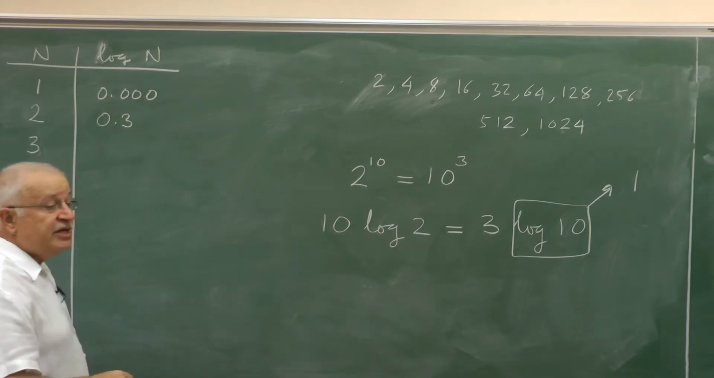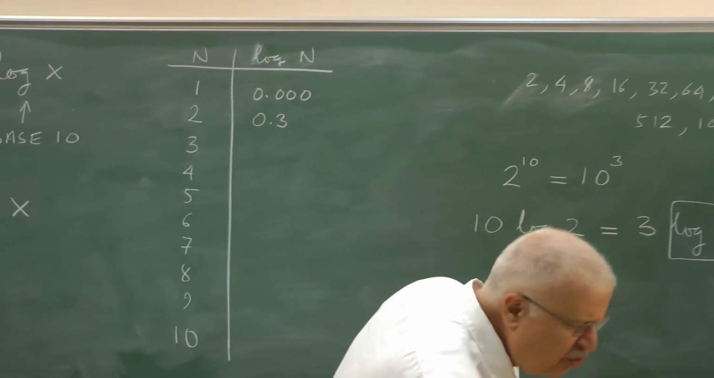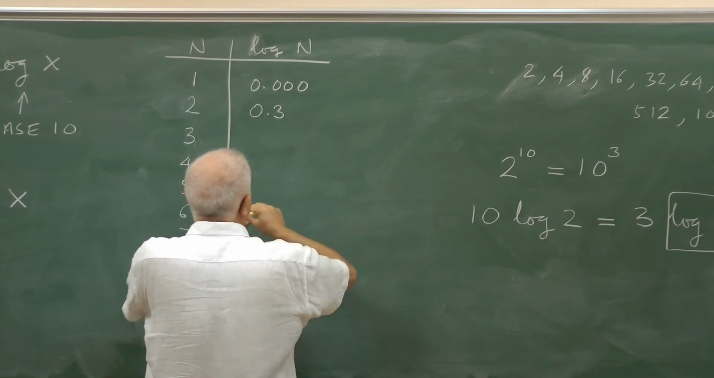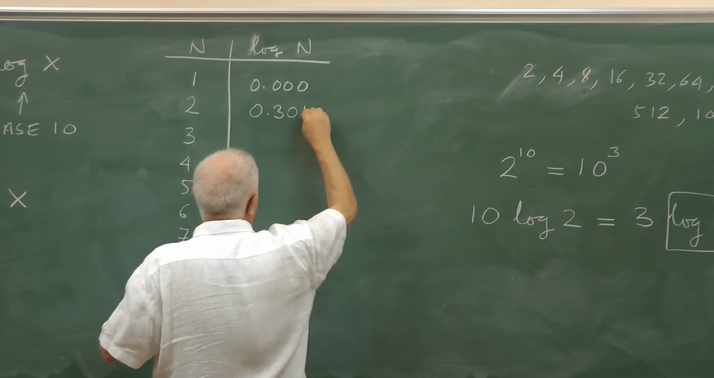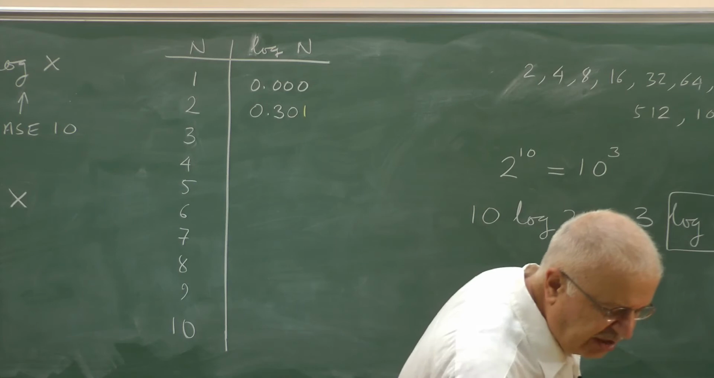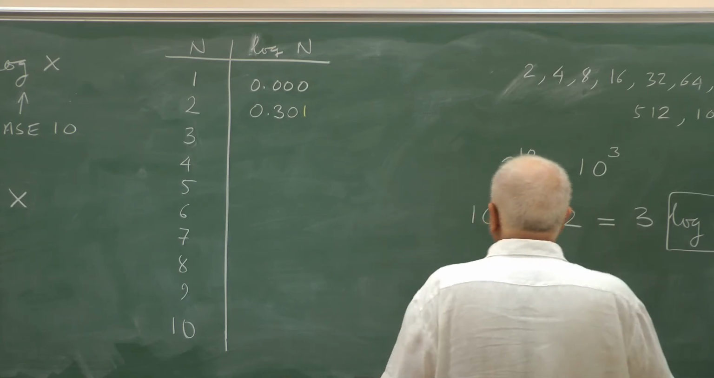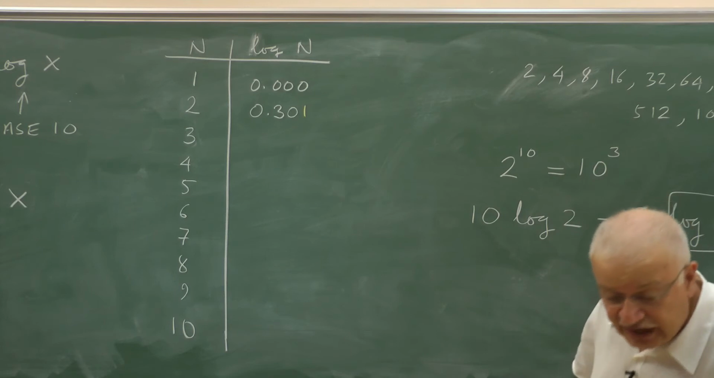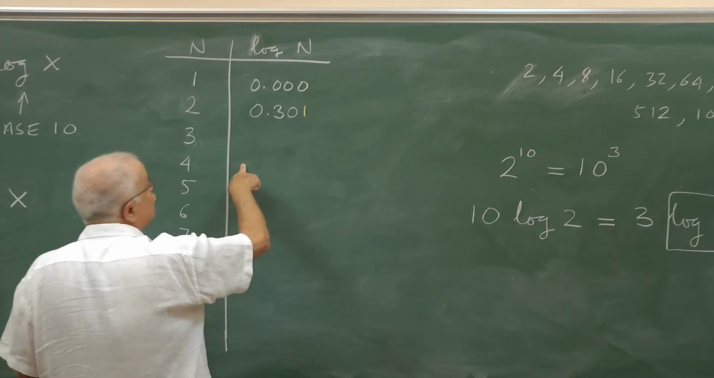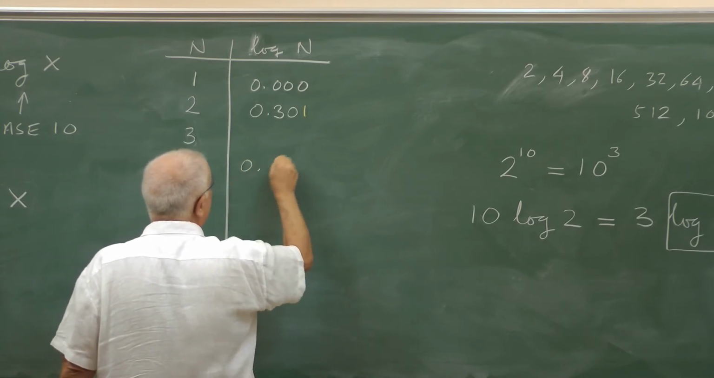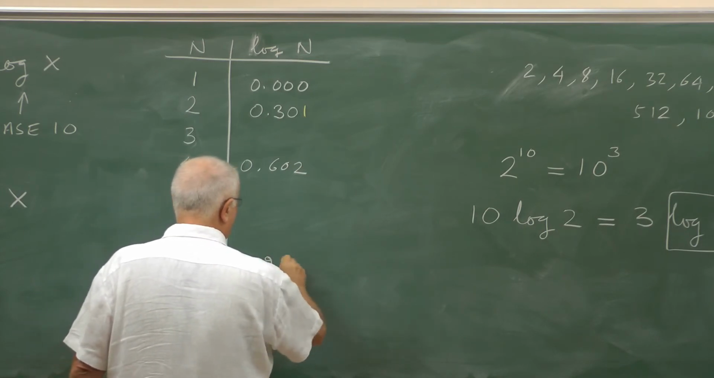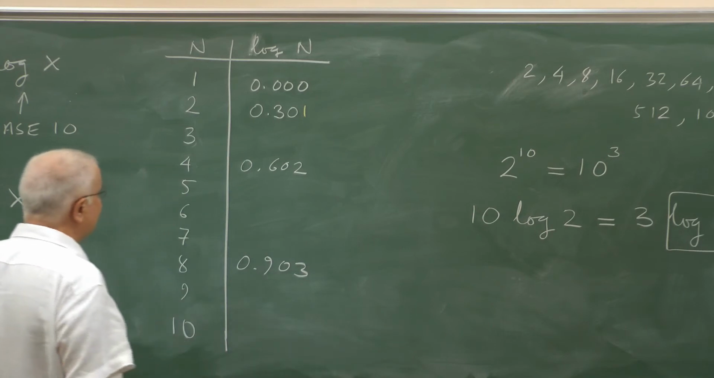Is this the exact value? No. To 3 significant figures after the decimal point, actually, there is a 1 here. But that's a very minor correction. Once I have that, as I told you before, 4 is easy because 4 is 2 times 2. So this is 0.602. And 8 is easy, 0.903.